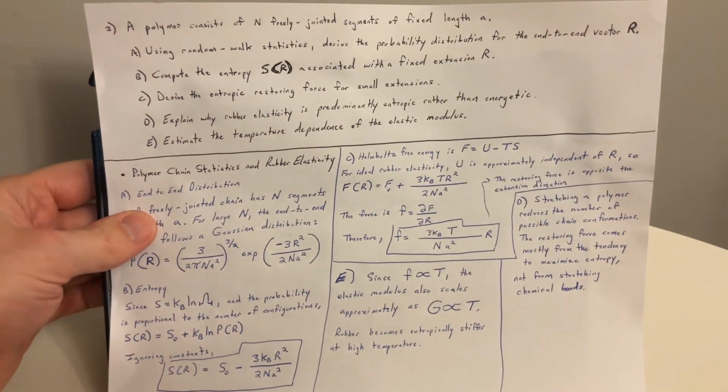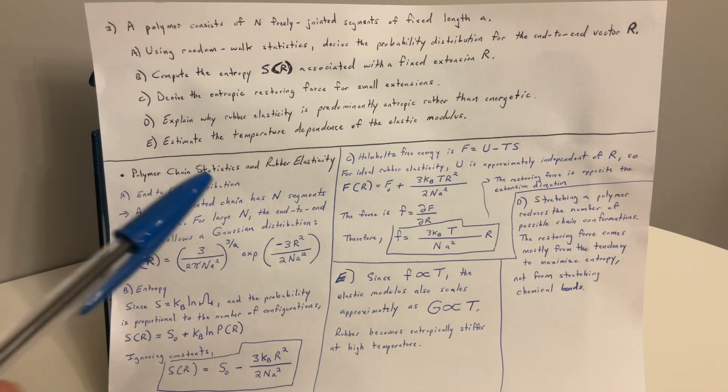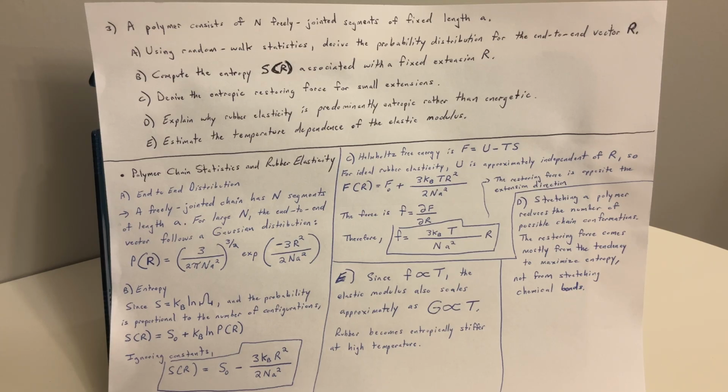Okay, so for number 3, we have a polymer consisting of n freely jointed segments of fixed length A. Part A, using random walk statistics, derive the probability distribution for the end-to-end vector R. So this is a polymer chain statistics and rubber elasticity problem.